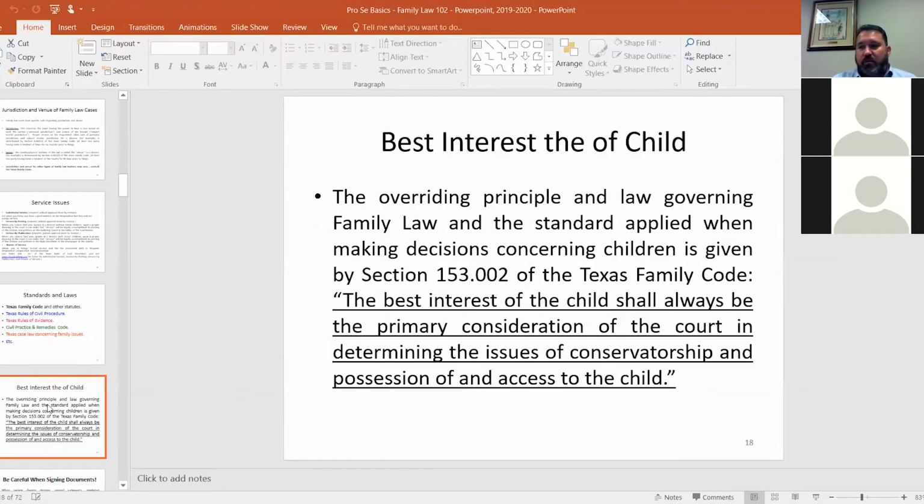The overarching principle in family law cases is called the best interest of the child. It's contained in the family code and is always the primary consideration when issues such as conservatorship, possession and access to the child come up. Conservatorship means custody. Possession and access is essentially visitation. So the best interest of the child is going to predominate, and it's what the court essentially has to follow.